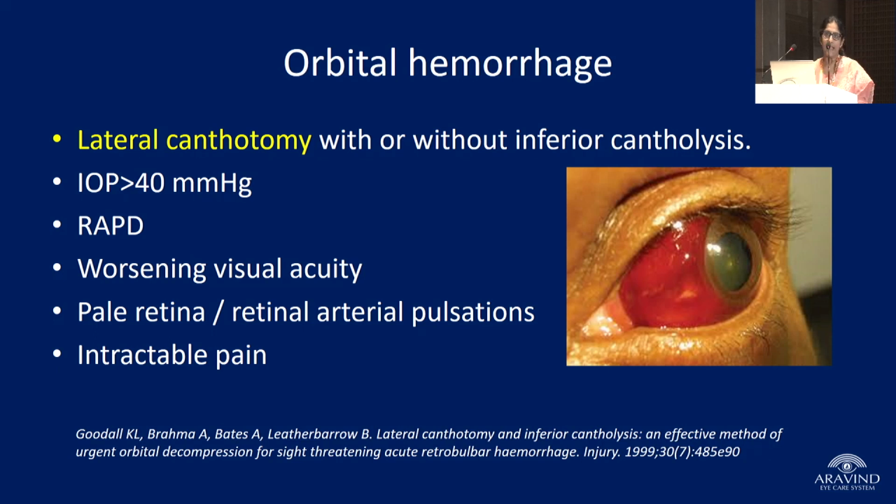Orbital hemorrhages are also quite common depending upon the nature of trauma. So you see a red eye like this with a proptosed eye. There is an intraorbital hemorrhage with extremely high intraocular pressure, causing compression of the optic nerve, causing a relative afferent pupillary defect and a drop in visual acuity. You can see a pale retina and extremely severe pain. In such patients, it's important to get an orbit opinion and go for a lateral canthotomy to relieve the pressure, with or without inferior cantholysis.